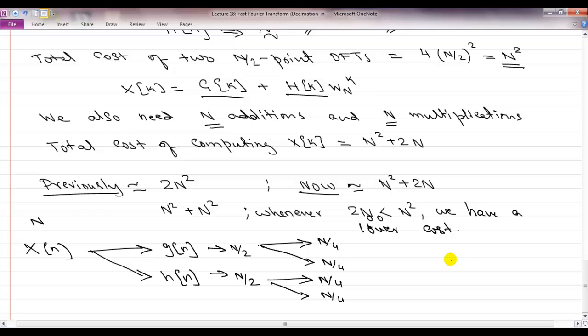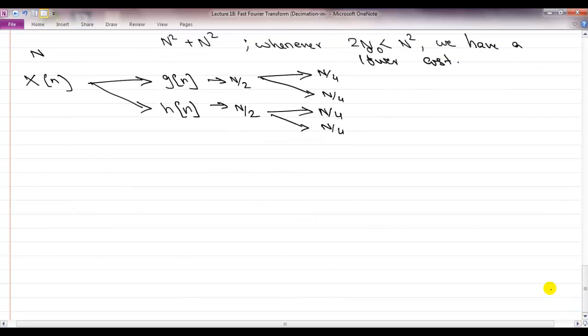And in each stage, we are saving some cost by going to a smaller length sequence. And the hope is that at the end of the day, we end up with a cost which is much smaller than n squared. So how many stages can we do? Remember our goal: we have a power of 2. So the length is n equal to a power of 2. So we said n is 2 to the nu.